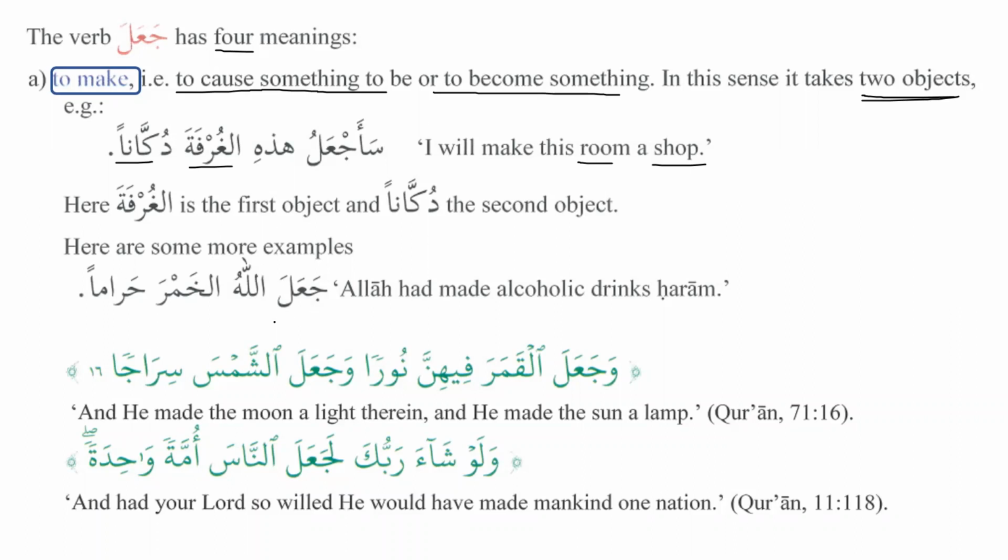And there is another example. Ja'ala Allahu al-khamra haraman. Allah has made alcoholic drinks haram. So we can see over here, al-khamra haraman. So it has two objects again over here.